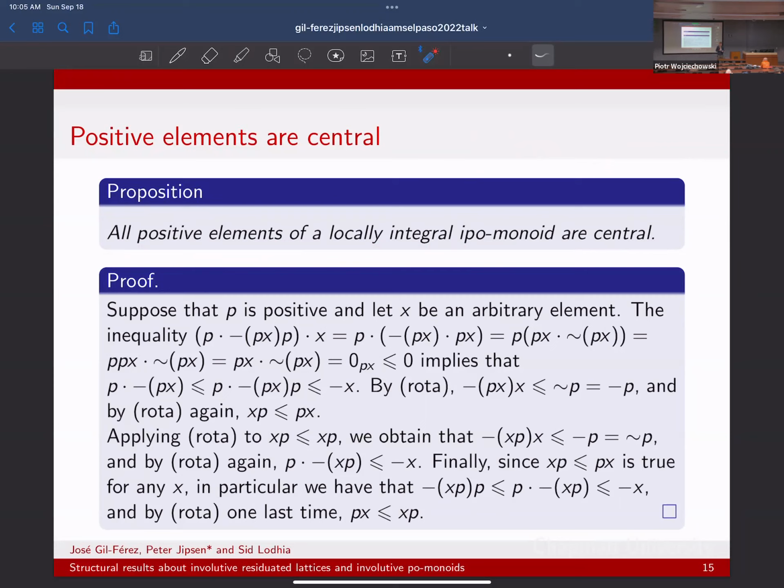And it uses the rotation axiom in many places, as you can see. I should also mention that relation algebras are involutive residuated lattices, and Nick Galatas gave a talk about weakening relation algebras yesterday here at the conference. And while these results don't directly apply to them because they're not locally integral, there's likely to be a generalization of what I'm telling you today that will also include them in some way.